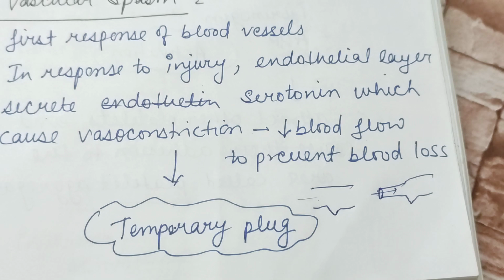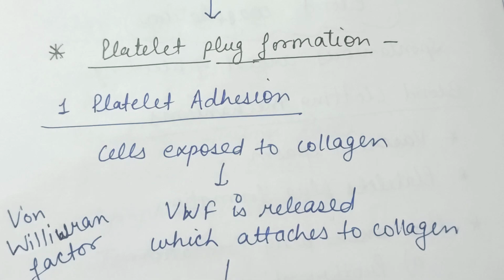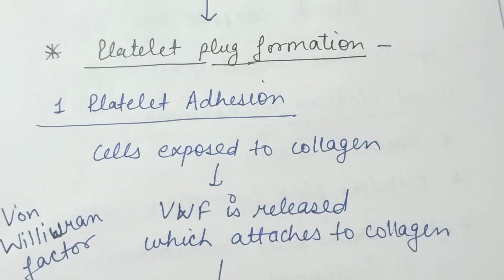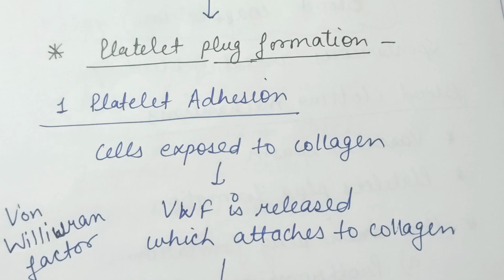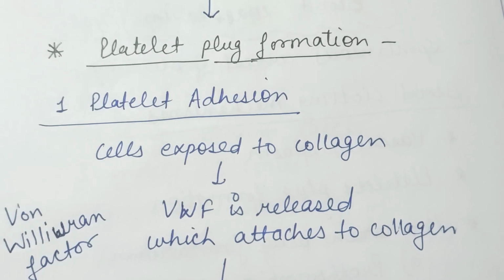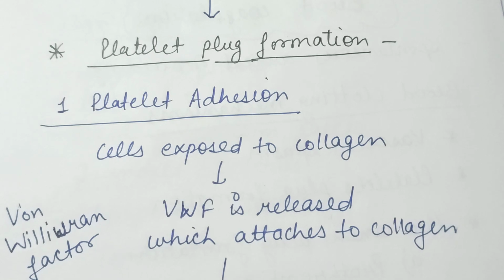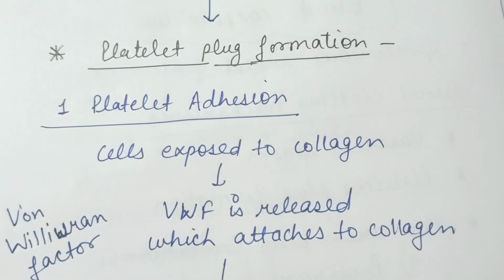Next step is formation of the temporary plug. Let's see how this temporary plug is formed. The temporary plug is basically made by platelets. Now how is the platelet plug formed? It involves a few steps. First step is platelet adhesion, then platelet activation and aggregation. So platelet adhesion, how does it occur?